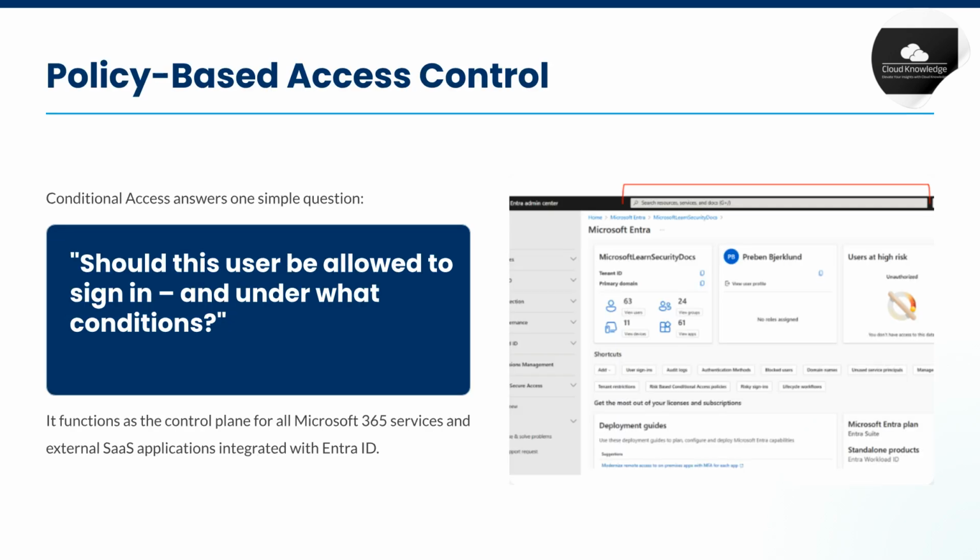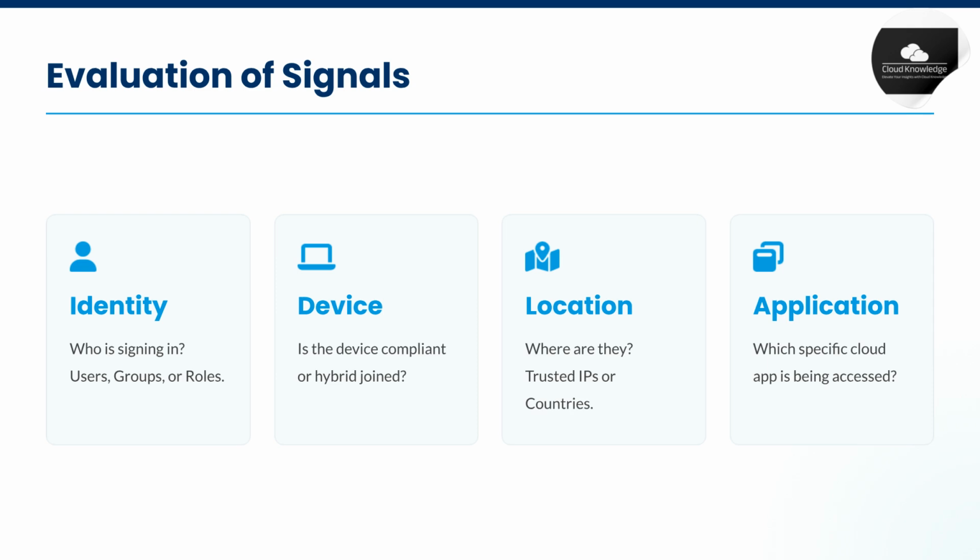Conditional access answers a simple yet critical question: should this user be allowed to sign in, and under what conditions? It functions as the policy-based control plane for all applications integrated with Entra ID. The system relies on the evaluation of signals. These include identity, device status, location, and the specific application being accessed. These signals inform the access decision.